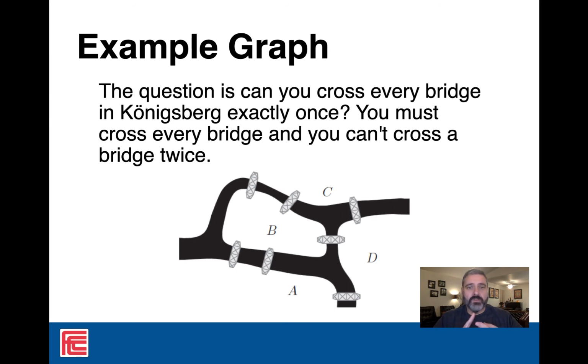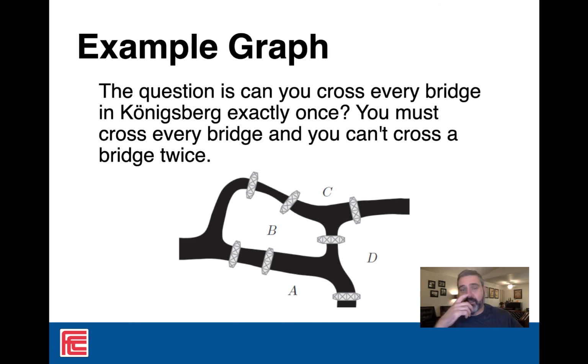So you have to cross every bridge, and you can't cross a bridge twice. Now, you could try to do this right now in your head. I could give you a few seconds, but I'm going to save you the headache and tell you that you cannot. But proving that you cannot is kind of hard, because you have to do an exhaustive check of every possible route. So what's the better way of doing it?